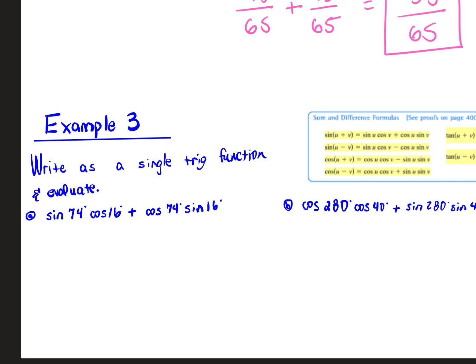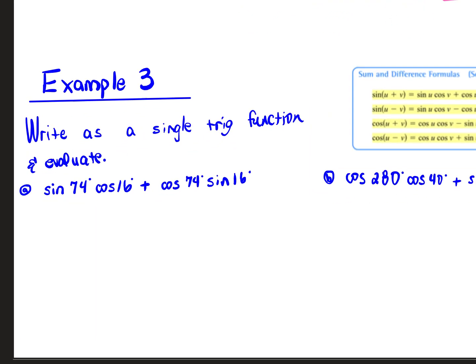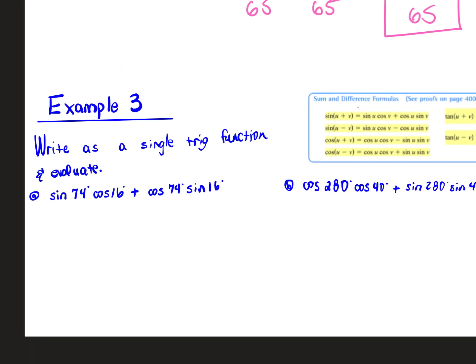So here we have to write as a single trig function and evaluate. So it gives us like the right side of these formulas here. And we have to figure out which formula we're looking at here. So for A, it goes sine, cosine, and plus. So which formula goes sine times cosine and then plus? Sine of u plus v. So I'm going to use the first one. So I'm using sine of u plus v.